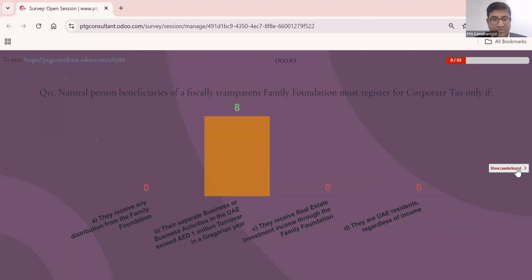But there is another point that I already highlighted previously, but we'll discuss it moving forward also. Here, if they are generating income from the family foundation, that can be added into this 1 million.